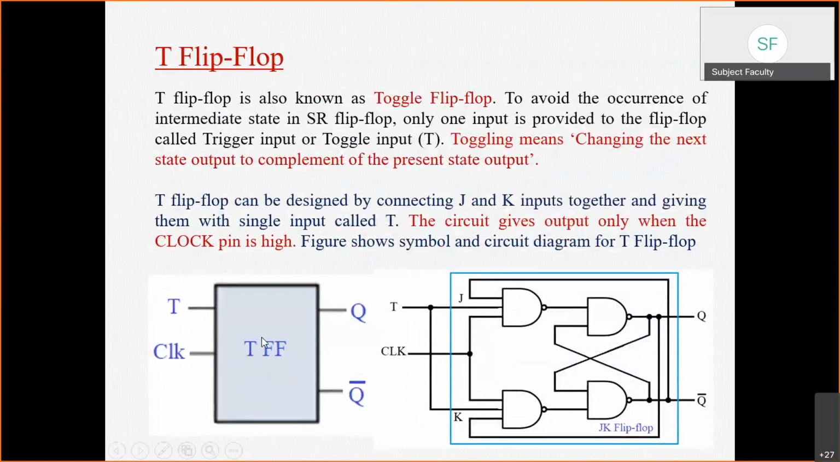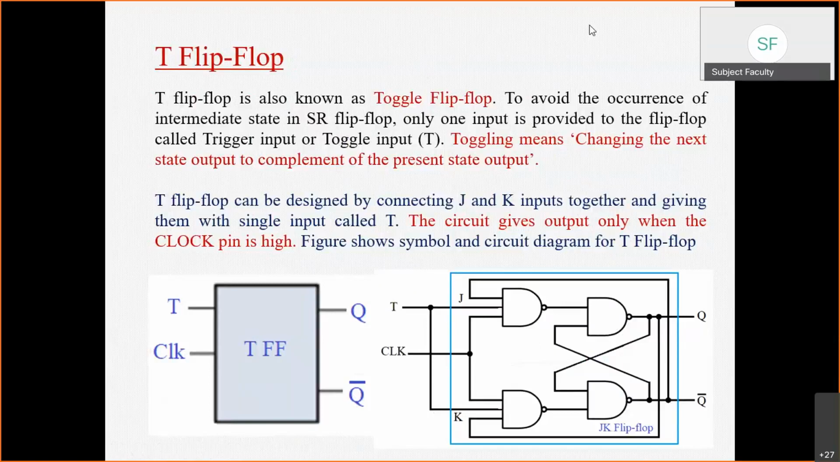Okay. So now this is the block diagram of the T flip flop. It is a very simple one, because again it will have only one input and two outputs, Q and Q bar. The actual block diagram is like this. Okay. So if you observe the JK flip flop and the T flip flop, there is a very minute modification.